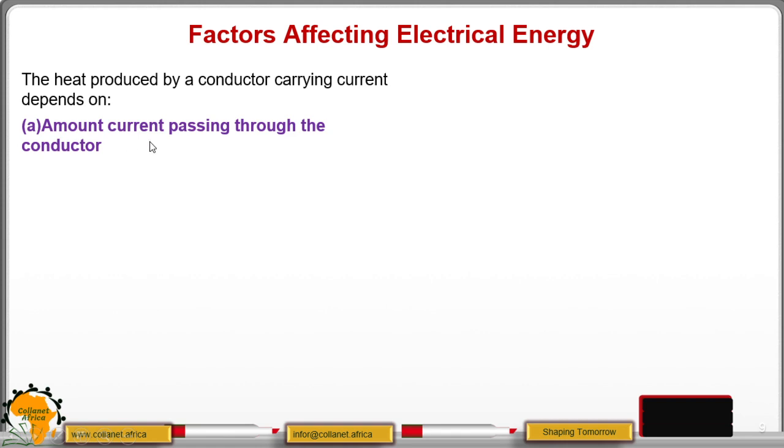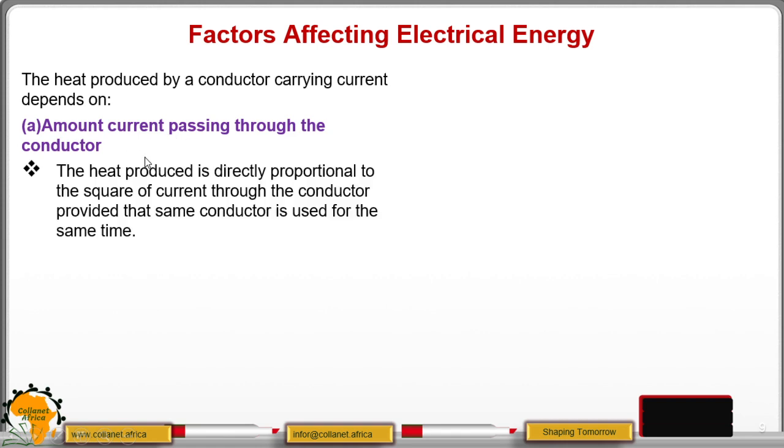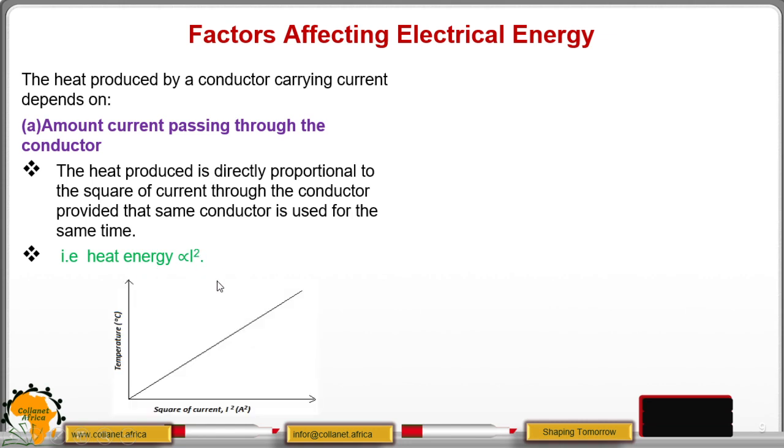1, the amount of current passing through the conductor. Here we are saying the heat produced is directly proportional to the square of current through the conductor, provided that the same conductor is used for the same time. So in other words, heat energy is directly proportional to the square of current. As you increase the current, the heat energy also increases.